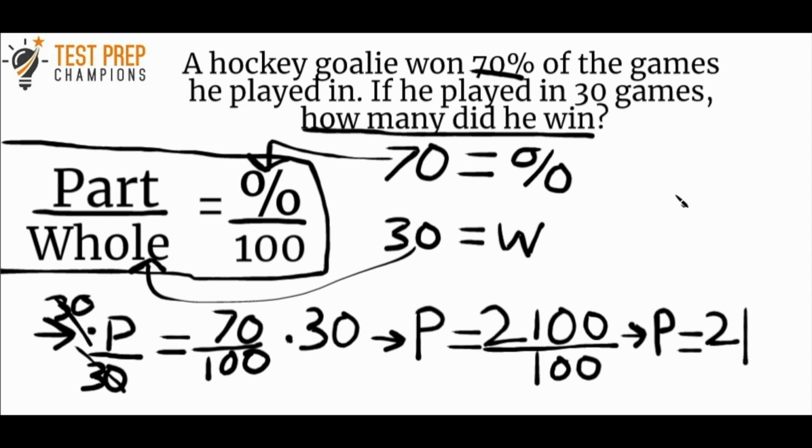So now let's make sure that we solve what we're trying to find out here. So does our answer make sense here? If he played 30 games and he won 21, logically, yes, that sounds right. So if he played 30 games, he won 70% of them. 21 games, yes, that sounds about right. That sounds about what you'd expect. So the correct answer here is 21 games.